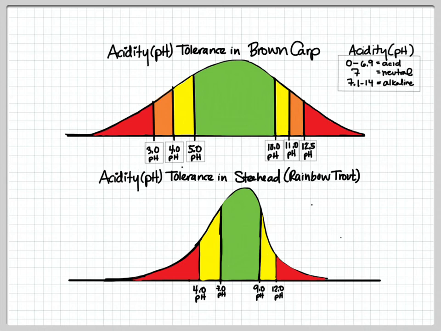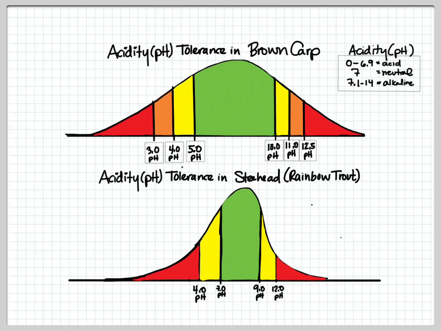Compare that to the brown carp, who can survive, maybe not thrive, but survive in waters anywhere between 3 and 12.5. It's a much bigger range. So, what does this tell us about specialist versus generalist species? Well, the brown carp has a wider niche, wider tolerance range for pH, and therefore is probably more of a generalist. The steelhead is a little more particular, and we see this tendency again and again in species.